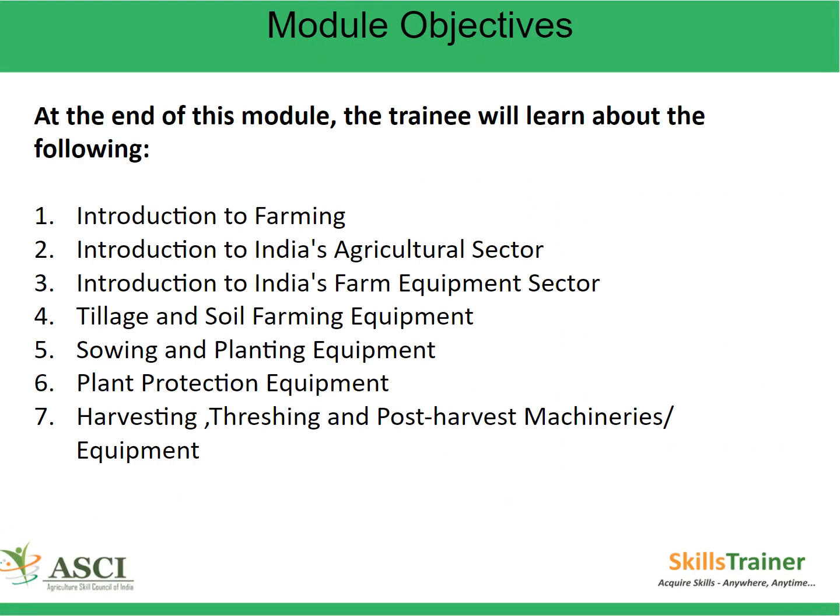Module Objectives. At the end of this module, the trainee will learn about the following: Introduction to Farming, Introduction to India's Agricultural Sector, Introduction to India's Farm Equipment Sector, Tillage and Soil Farming Equipment, Sowing and Planting Equipment, Plant Protection Equipment, Harvesting, Threshing and Post-Harvest Machineries and Equipment.